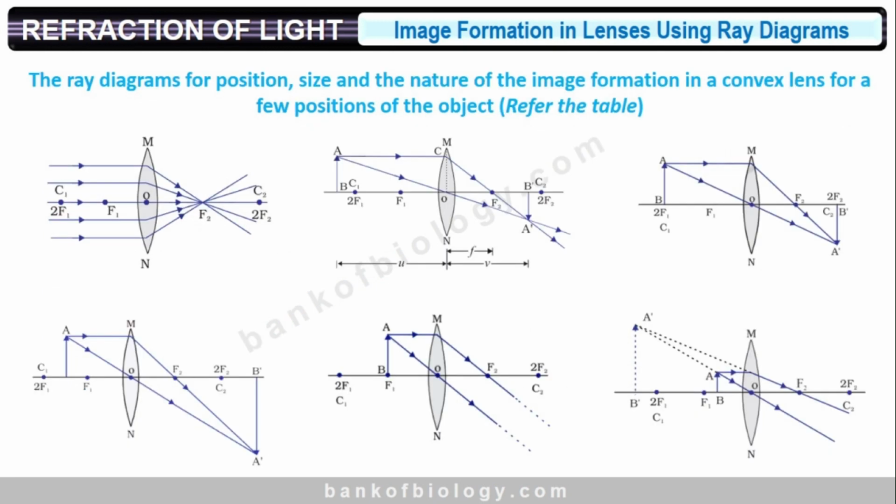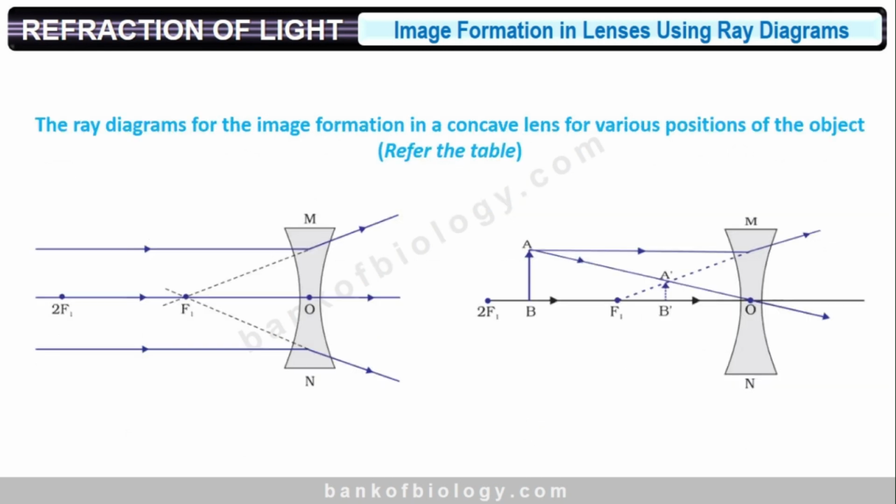For the ray diagrams showing the position, size and nature of the image formed by a convex lens for various positions of the object, refer to the table. The ray diagrams for the image in a concave lens for various positions of the object, refer to the table.